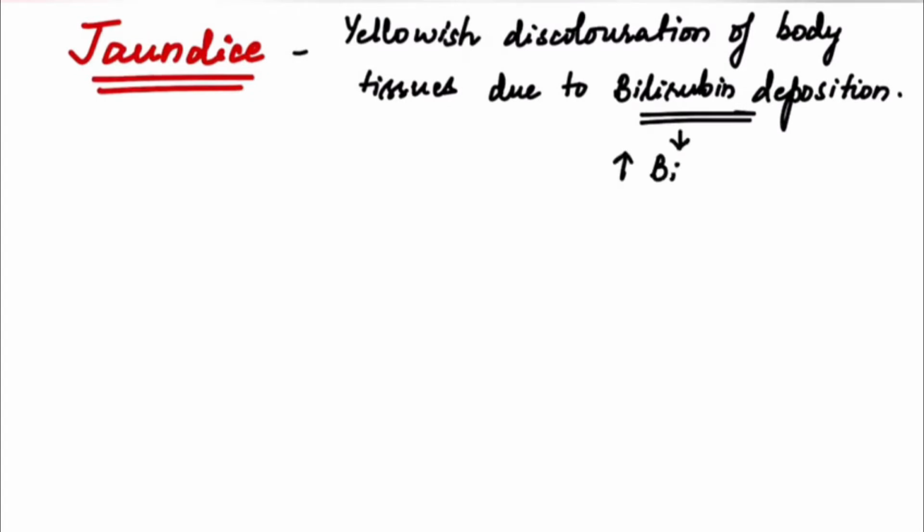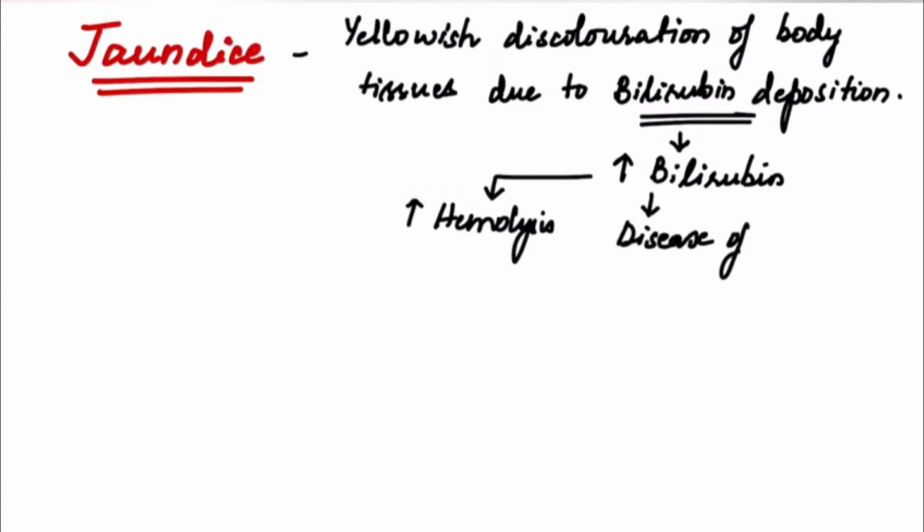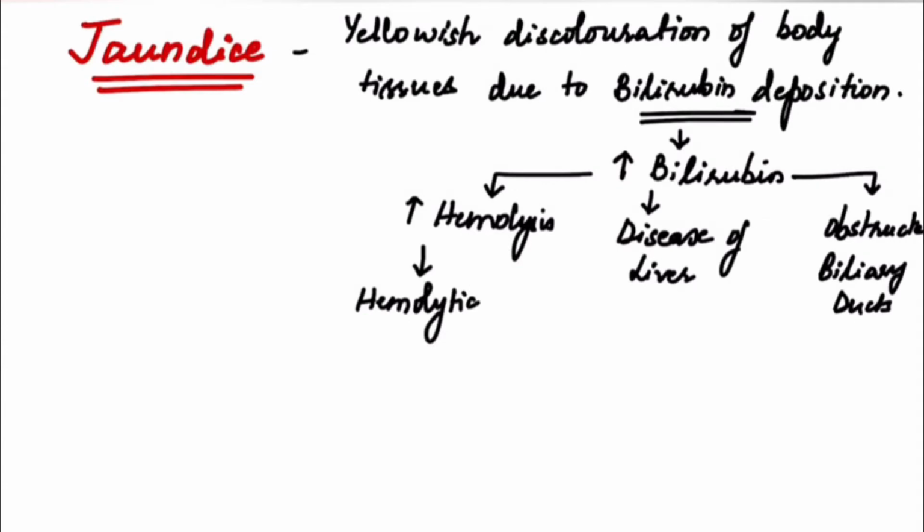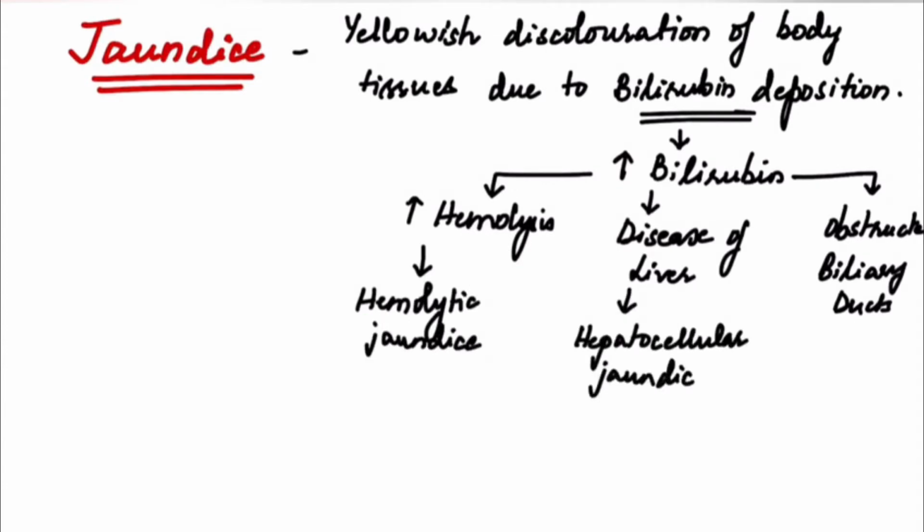Now, increased bilirubin can occur because of three causes. The first is when there is increased hemolysis, the second is when there is any disease of the liver, and the third is when there is any obstruction in the biliary tract. The first one is known as hemolytic jaundice, the second as hepatocellular jaundice, and the third as cholestatic jaundice or obstructive jaundice.